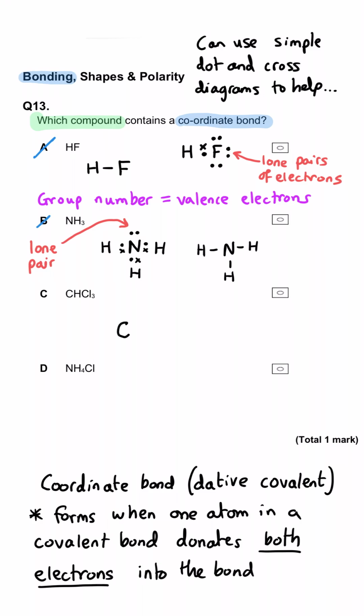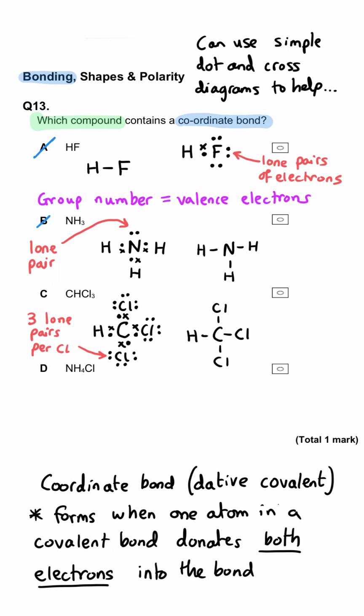CHCl3, you've got the central carbon atom with 4 valence electrons. It's going to be bonded to 4 elements around the side, and so those are going to be 4 normal covalent bonds because the hydrogen and each of those 3 chlorines needs one extra electron to fill their respective energy levels. And for the last one, this must be the one that's got the coordinate bond.